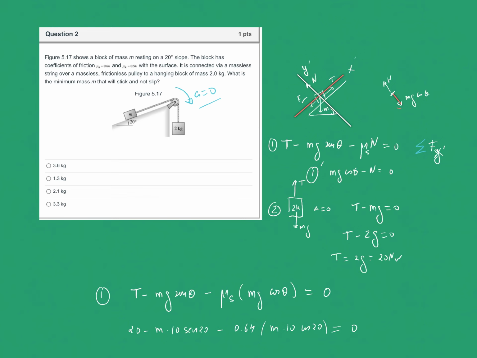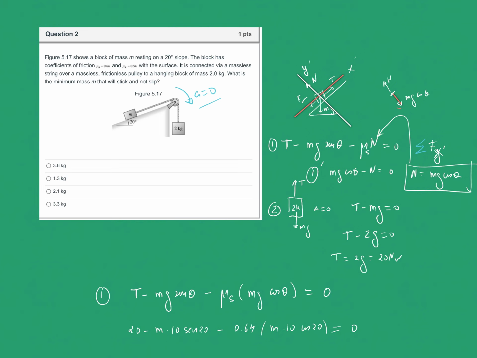So the mg cosine of theta and the normal are in equilibrium because the object is not accelerating in the y prime direction. It's not changing its velocity going up or going downwards. So the sum of all the forces is zero. Because the acceleration is zero, mg cosine of theta is equal to N. So the normal is mg cosine of theta. I will use this normal here in the first equation.